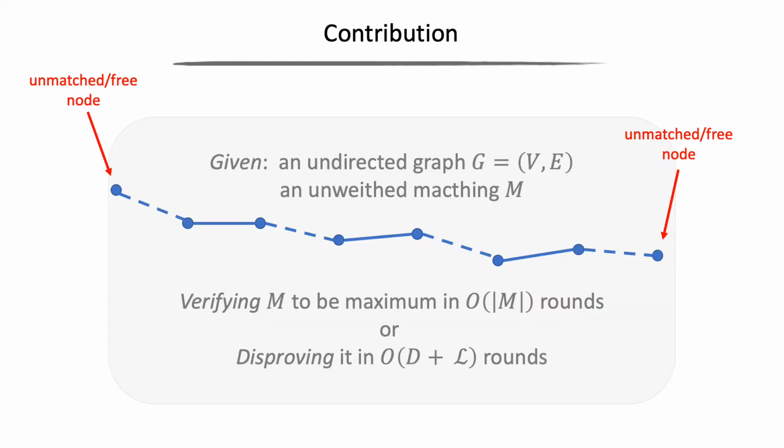An augmenting path is a path that connects two unmatched nodes, also known as free nodes, such that the edges along the path alternate between the edges inside and outside the matching. The solid edges in this figure depict the matching edges, and the dashed edges are unmatched edges, also known as free edges.